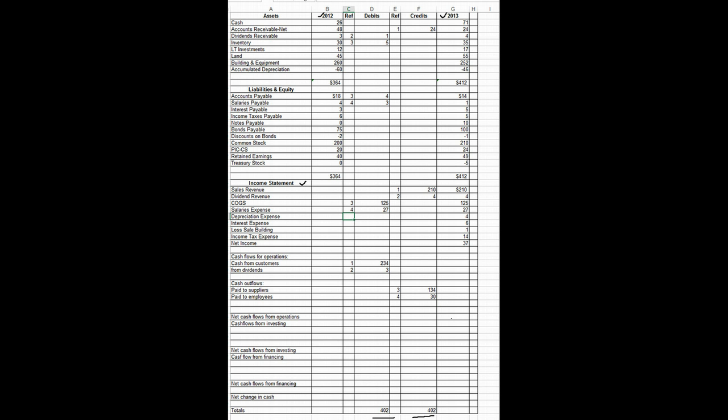Depreciation expense is up next. Item number 5 is depreciation expense. It's a 4 on the income statement. The counterpart to that on the balance sheet would be accumulated depreciation, and I'm going to come up and put the 4 right there. No cash flow consequence to that, but still accounted for. Now I'm on number 6. Number 6 is interest expense of 6.